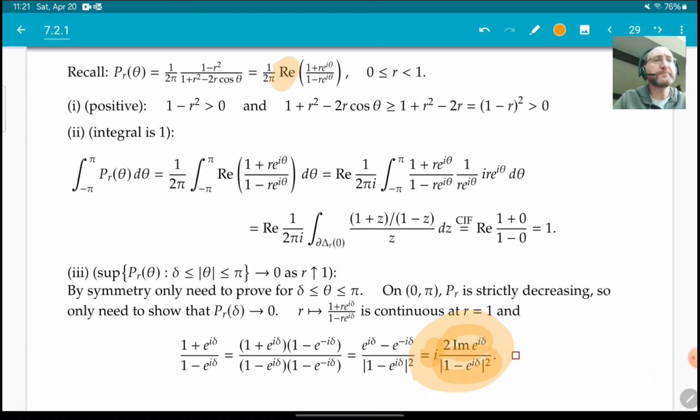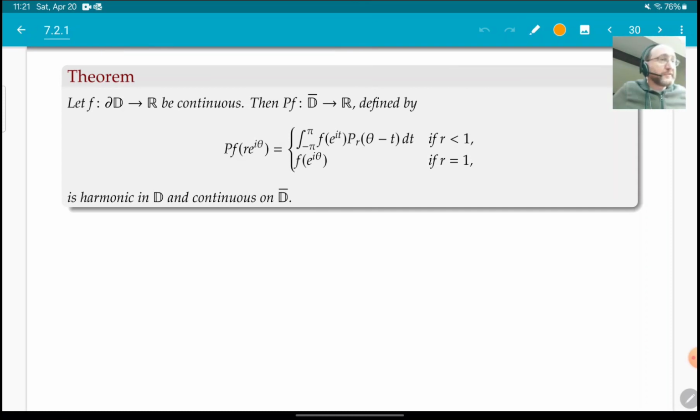That was rather simple. So let's prove the theorem. Let's show that we can solve the Dirichlet problem using the Poisson kernel. The way that we're doing it is we're integrating against the kernel. We take the function f, which is defined on the unit circle, and define this transform Pf at any point inside the disk or even on the circle. On the circle, we just set it to the value of the function, and inside we set it to this integral. We're claiming that this function, which is defined on the closed disk, is harmonic inside the disk and continuous up to the boundary, so continuous on the closure.